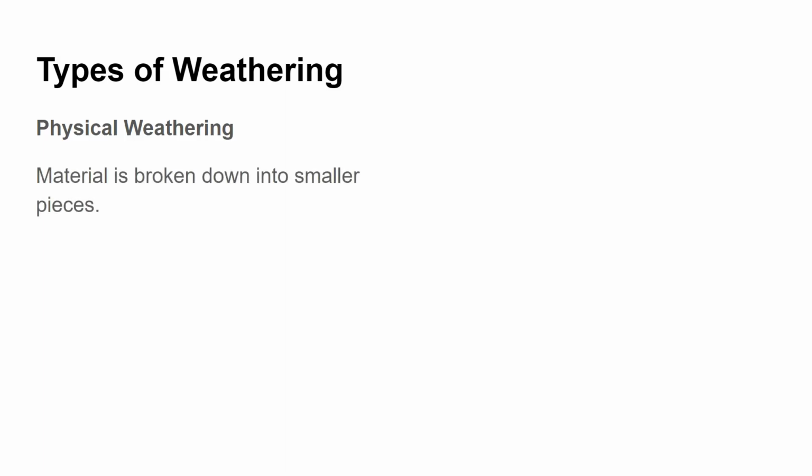The first, and kind of simplest to understand, is physical weathering, also referred to as mechanical weathering. And this just involves the breakdown of material into smaller pieces. There is no chemical or compositional change here. So you can imagine just taking a sheet of paper and ripping it into smaller pieces. Each individual piece is still the same, chemically speaking, just smaller.